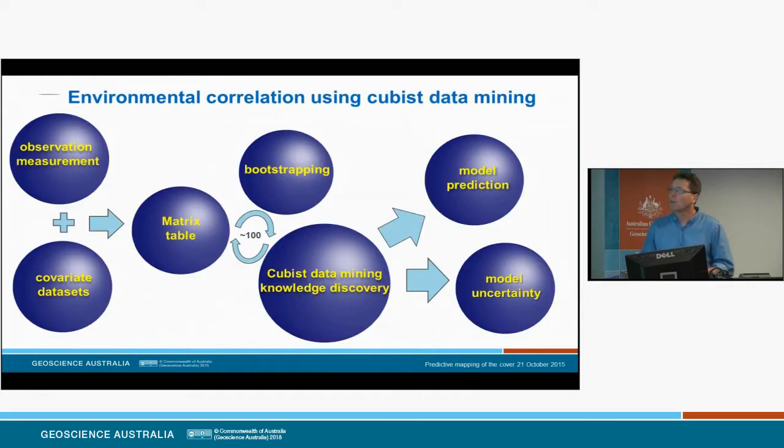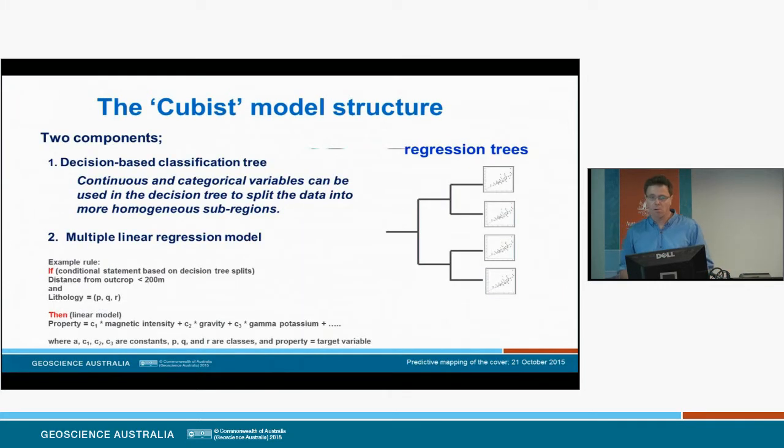So I've discussed the covariates and the observations, now the modelling approach. How does that work? The QBIS model structure looks like this. It's a coupled system where we've got a decision-based classification tree, and at the end of those branches of the tree we have these multiple linear regression models.